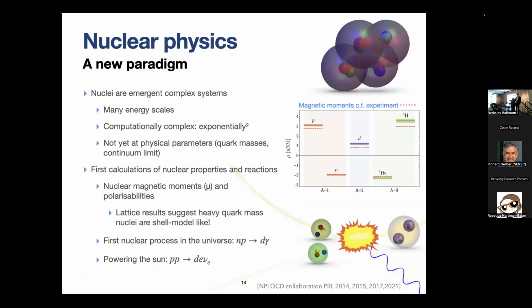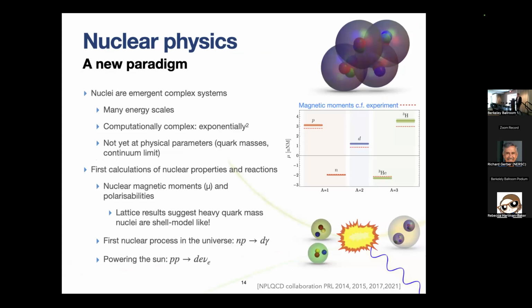Moving on to nuclei. Nuclei are much more complicated systems than even a proton, and they involve many energy scales. And they're computationally complex in at least two exponentially difficult ways. So these are things where we're not yet able to do calculations that connect directly to the physical world. We use heavier than physical quark masses, and we haven't taken the limit of the lattice spacing going to zero.